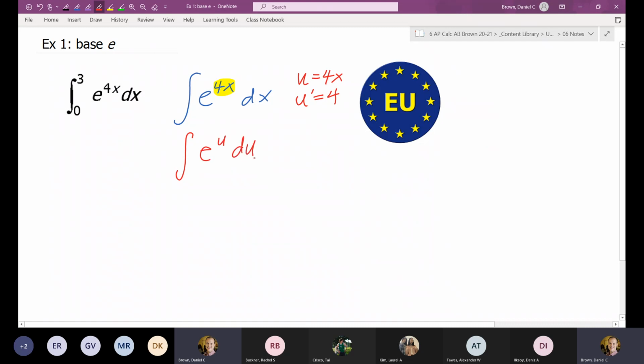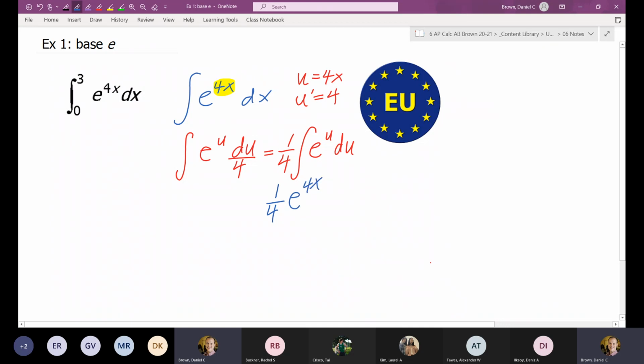dx is du over u prime. Many of you are used to the fact now of pulling out that 4 in the denominator as a 1/4. And now we can go ahead and integrate this using our new rule. 1/4 is a coefficient. What's the integral of e to the u? The integral of e to the u is just e to the u. What was u for x?